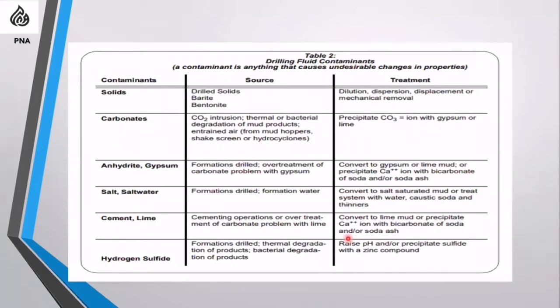Hydrogen sulfide, H2S, comes from formation drills or thermal degradation of products, also bacterial degradation of products. Sometimes if our product gets some degradation, this will release some H2S. So we treat with pH or precipitate by zinc carbonate.